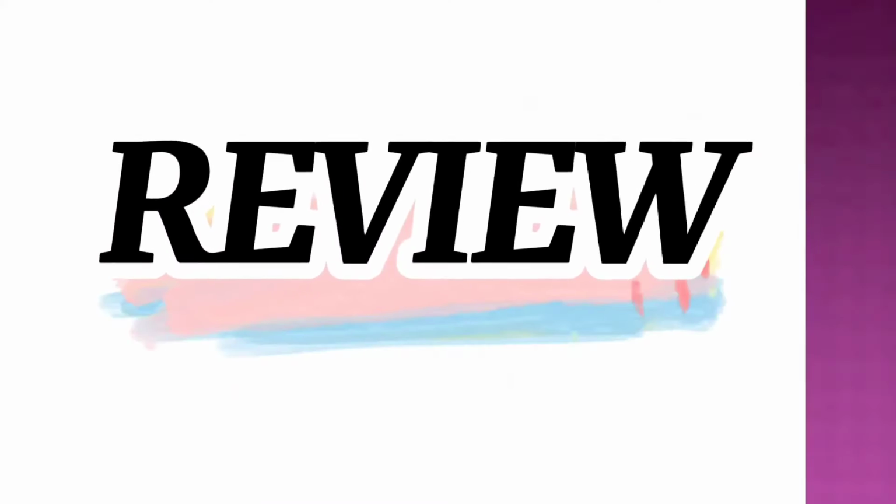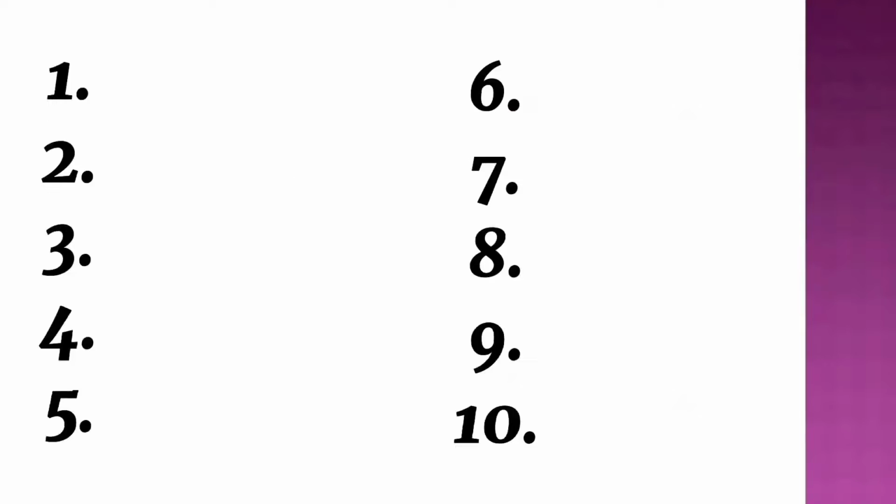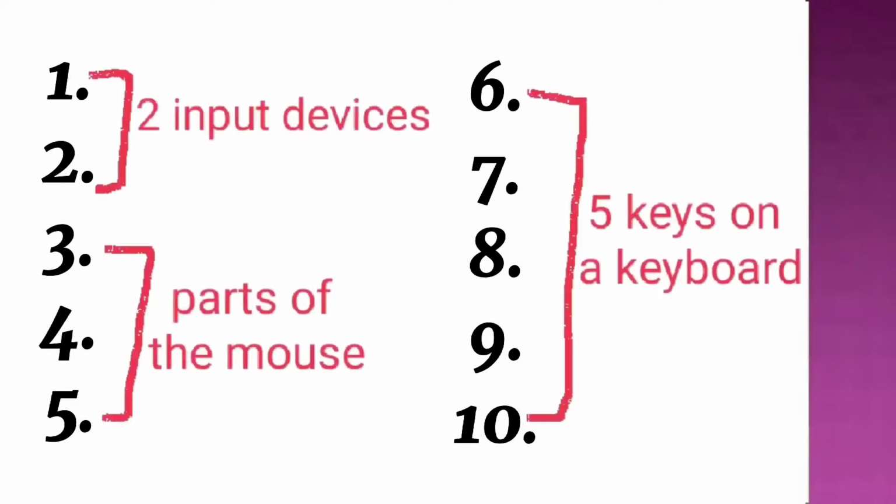So this time, let's have a short review. I want you to get a piece of paper and write down the numbers 1 to 10. Let's do an enumeration type of test. Okay, let's start. For the numbers 1 to 2, I want you to write the 2 input devices that we discussed. One is used for clicking and the other one is used for typing. What are those 2 devices? I'm giving you 30 seconds to do it.